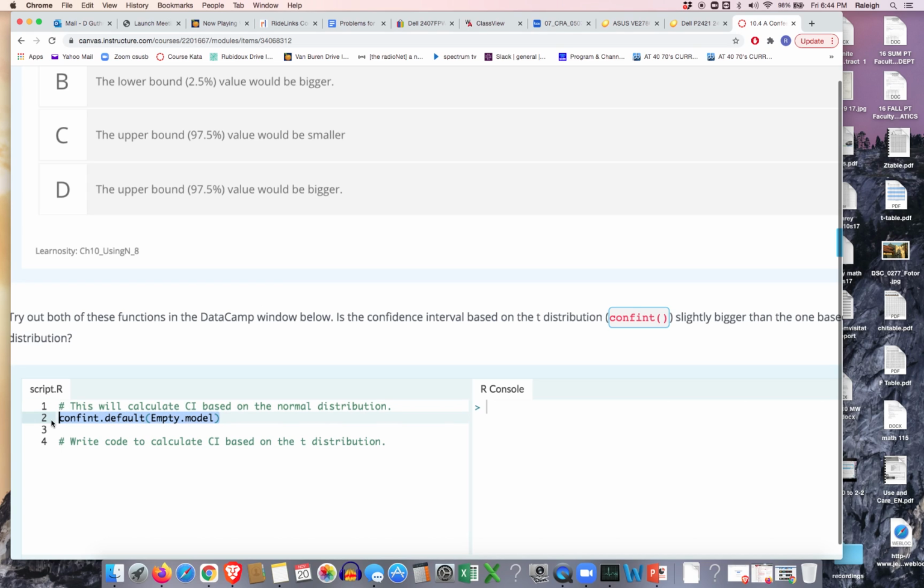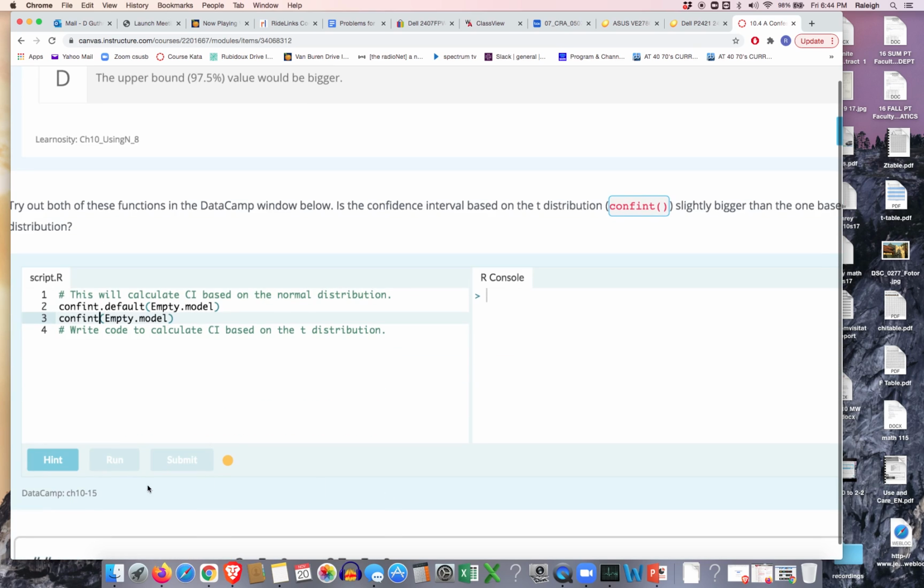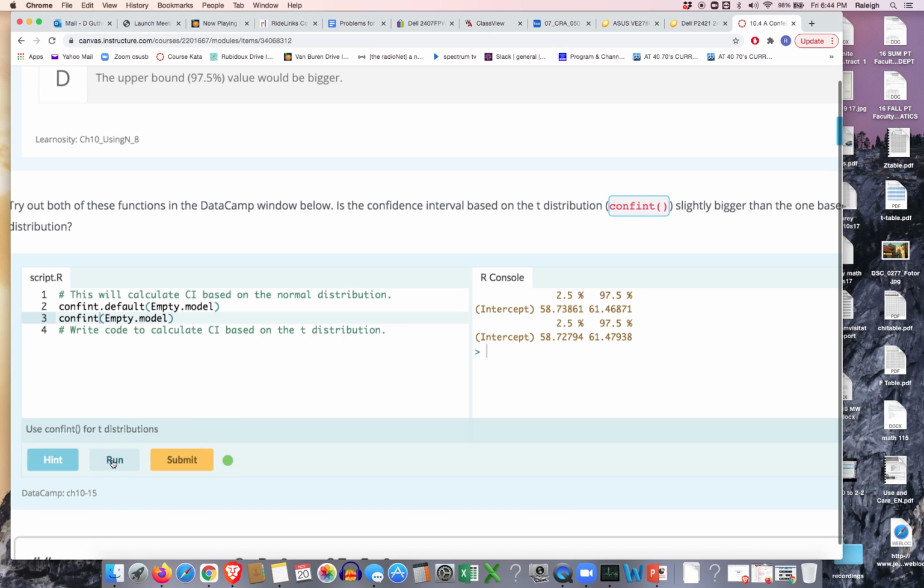So let's go ahead and copy this. I'll just put it right directly below, and I'll erase the default, because confint assumed it was t. Let's try this and take a look at the hint. Perhaps the hint says use confint for t distribution. Yes, that's what I did. And the dot default is z. It's just their way of saying that.